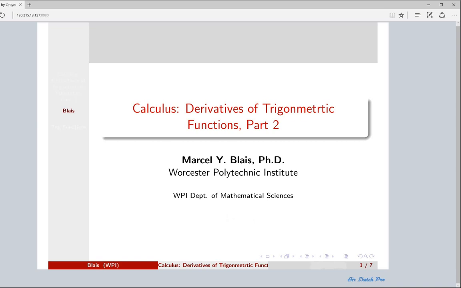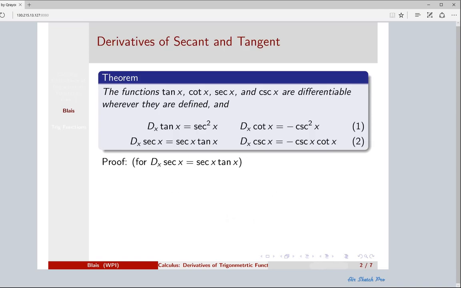In this lecture, we will be dealing with our second treatment of derivatives of trigonometric functions. So last time, remember, we had seen that the derivative with respect to x of sine of x is cosine of x, and the derivative with respect to x of cosine of x is minus sine of x. We now look at the other trig functions: tangent, cotangent, secant, and cosecant.